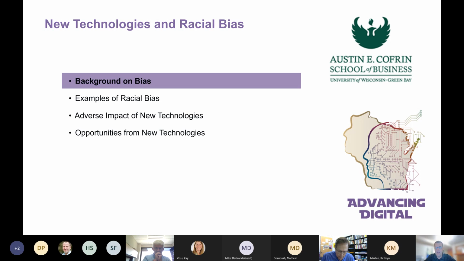So what I want to cover today is a little background on bias first. We'll go into the biology and neurology of bias a little bit. And then we'll look at examples of racial bias. The main segment is going to be about the impact of new technologies. And there are 2 types of impact. There are many examples where technology actually amplifies racial bias, or at least it includes racial bias in a way that you would not expect and should not expect. But there are also examples of how technology can help us overcome racial bias.